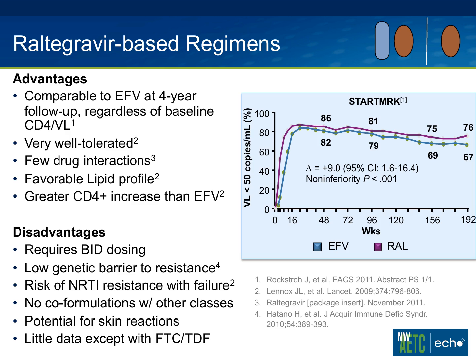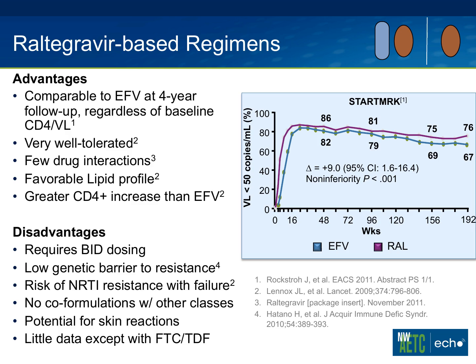With Raltegravir, one of the other advantages is we're seeing very few drug interactions. We have a very favorable lipid profile. And whether this is clinically relevant or not, we're not quite sure, but it had a slightly higher CD4 increase than Efavirenz in one of the studies. Major disadvantage of this regimen is it requires BID dosing. It's considered to have a relatively low genetic barrier to resistance, similar to NNRTIs and lower than the PIs. There is a risk of NRTI resistance with failure.